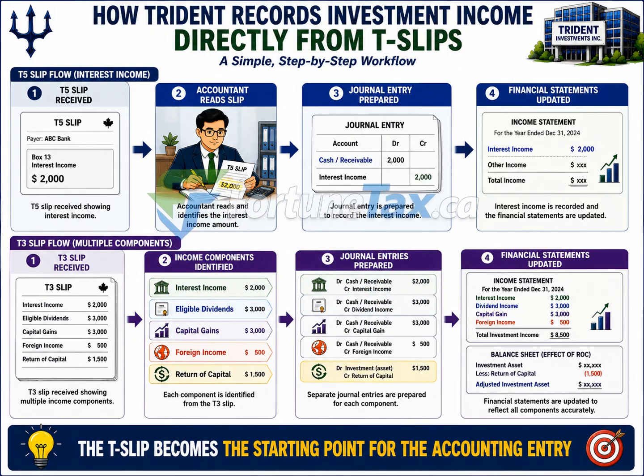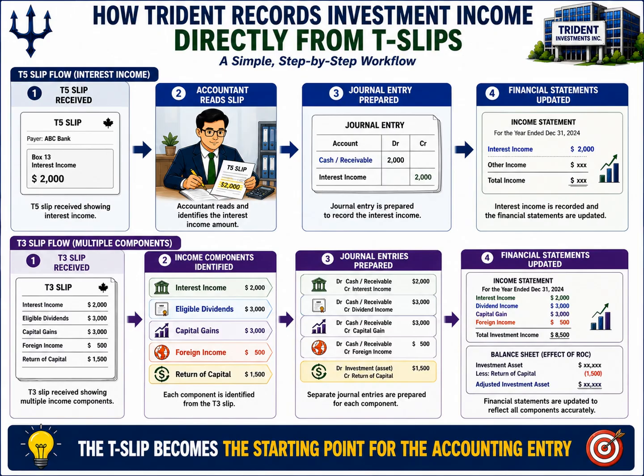Instead of reconstructing investment activity from numerous supporting documents, the accountant uses the tax reporting documents as the primary source of information. The key takeaway is highlighted at the bottom of the slide. The T-slip becomes the starting point for the accounting entry.